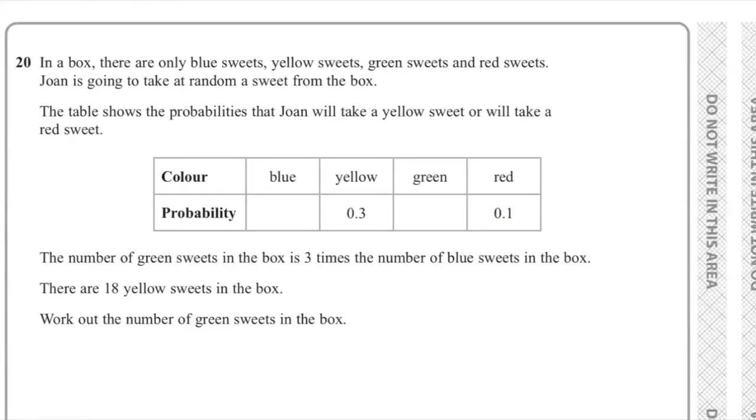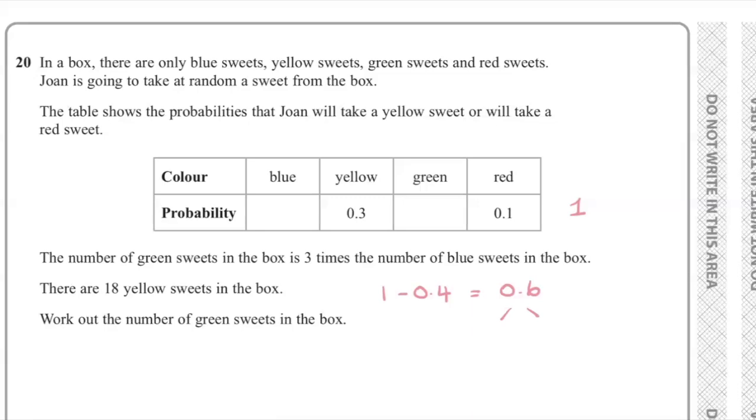Okay, so we've got a story about sweets, and the number of green sweets in the box is 3 times the number of blue. It's a probability table. Probabilities have to add to 1. So I'm going to do 1 minus 0.4. That's the 0.3 and the 0.1 added together to give me 0.6. The 0.6 needs to be split in a way that enables the green to be 3 times the number of the blue.